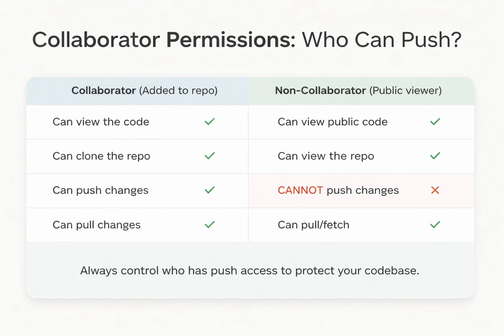A non-collaborator can look at your code all they want, but the moment they try to push, GitHub will reject it. This is a critical security feature. It means you're always in control of who can actually modify your project. So when you're building a team project, make sure you add your teammates as collaborators. Otherwise, they'll be stuck just watching.